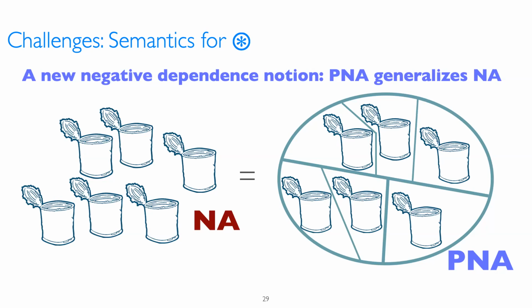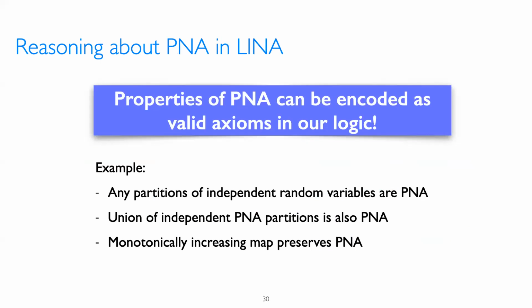So we ask for something weaker, that the negative association is not preserved only by the whole set of variables, but even by any partition of the set of variables. Okay? Now, this is a weaker notion, a weaker requirement, but interestingly, it still has some good properties, similar to the ones we want from a negative association. For instance, the union of independent PNA partitions is also PNA, monotonically integrated maps preserve this property, and so on.